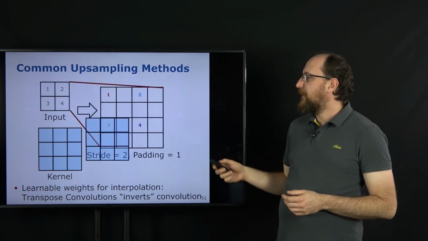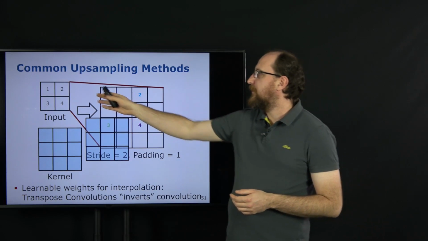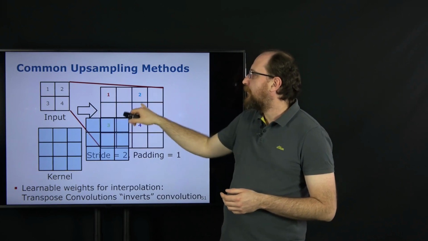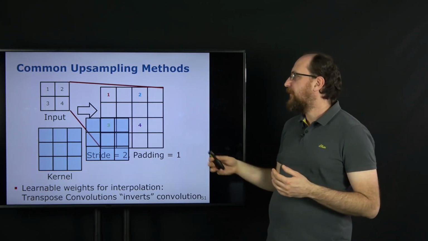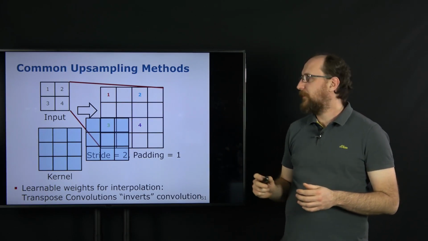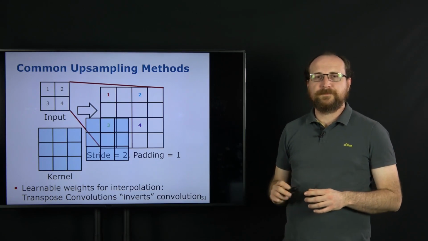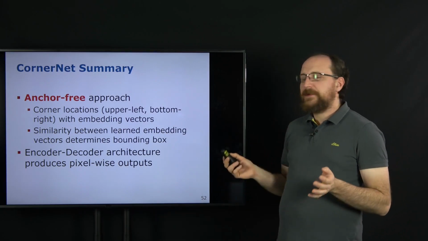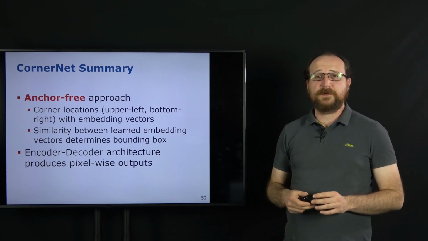So that means when we are sliding over the upsampled version of this initial image, our kernel accounts for neighboring values by weighting them for the intermediate value. And by this we can produce an interpolation and learn the upsampling function in a way. So as you can see, it basically inverts the process of the convolution. With this upsampled and now pixel-wise information, we can associate the corners together.